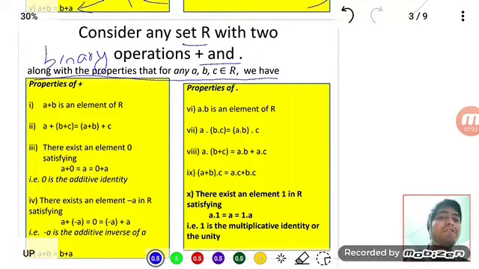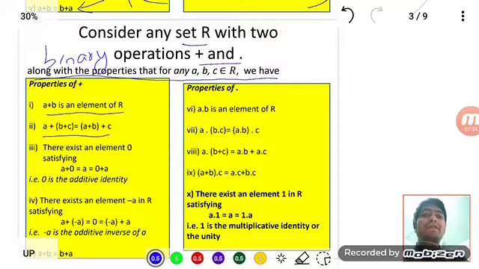a, b, and c belong to R. Now R is any set. It is no longer just a set of integers. It can be anything. A plus b is an element of R. Okay, we have the same property, just like we did with the integers.